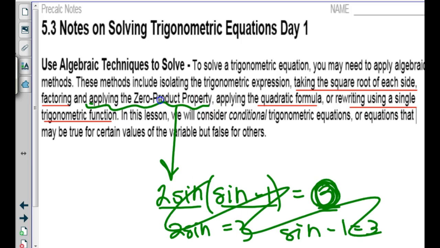Okay. So we have to be careful that it equals 0 before we try doing the zero product property. All right. You could need to do the quadratic formula. I promise I'm not going to put one on a test or quiz where you have to do the quadratic formula. You could need to rewrite as a single trig function, and we'll talk about some of those today.